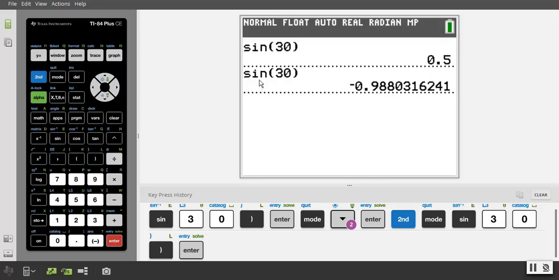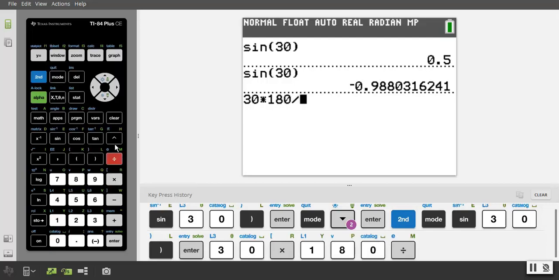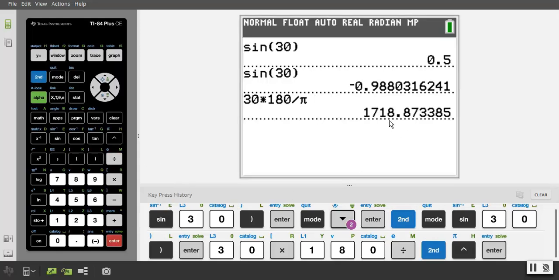But sine of 30 radians, if you were to convert that, you would multiply by 180 and then divide the pi out if you want to know what is 30 radians. Well, 30 radians is apparently 1,718.87 degrees. So that's way different than sine of 30 degrees, which is kind of weird because it's saying that it's almost like -1, which means that it's probably coterminal to 270 perhaps.